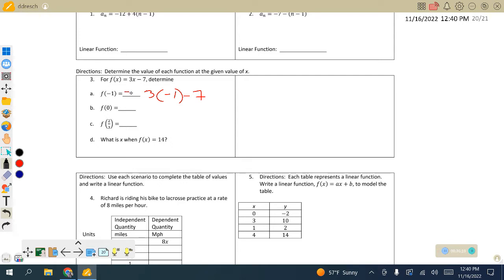Somebody get a negative 10? You should be getting negative 10. If you're not getting negative 10, I know it's said math is easy, but after a few days, it should be easier for you. How is that different from letter D? On letter D, I want to know what that x is. In order to get negative 10, I had to use negative 1. In order to get 14, what do I have to use for x?